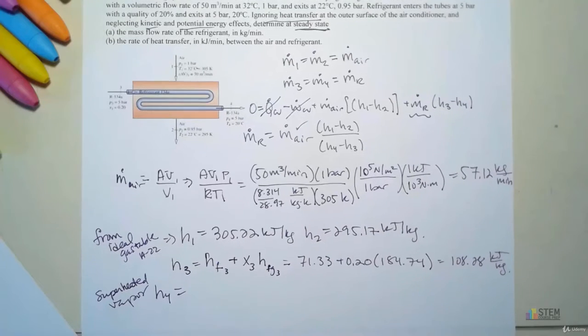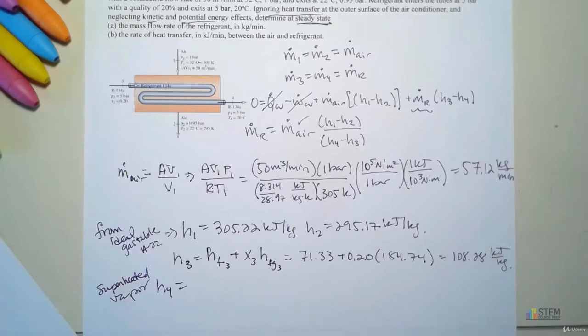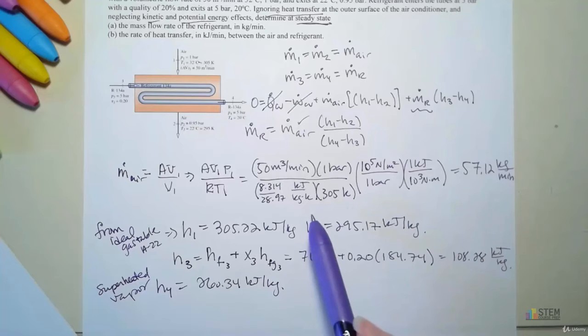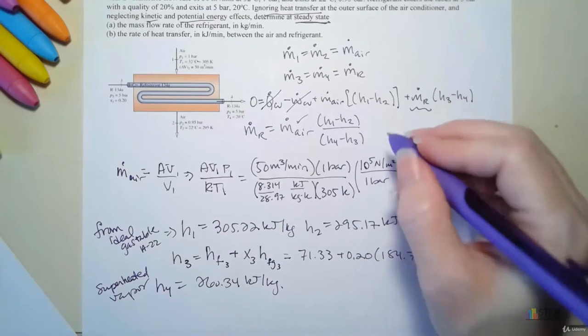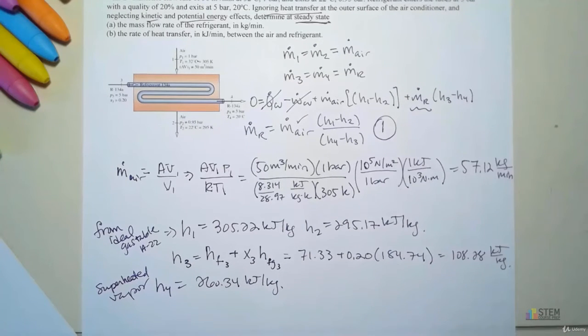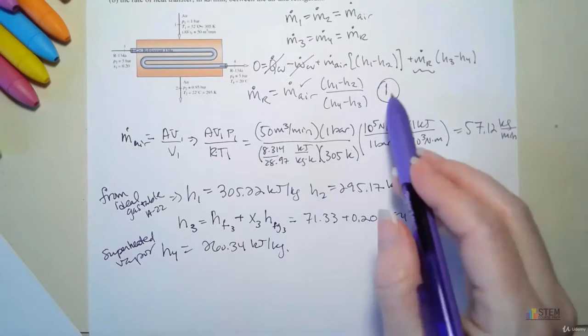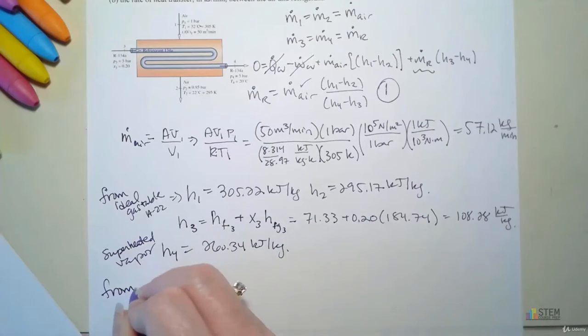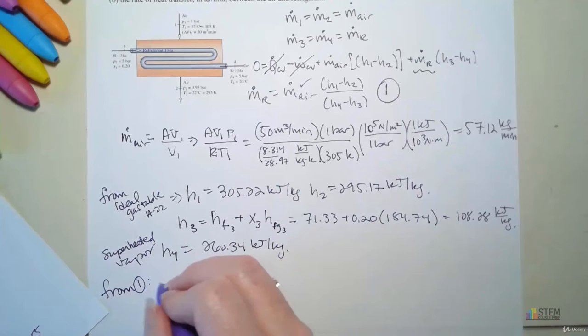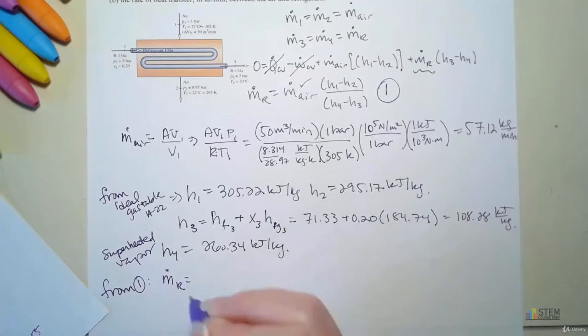And H4, what is that going to be? That's going to be 260.34 kilojoules per kilogram. Now we've got all of our H values that we need here. Let's pause on equation 1. Now we can plug everything into this. And then we can get our mass flow rate of the refrigerant.